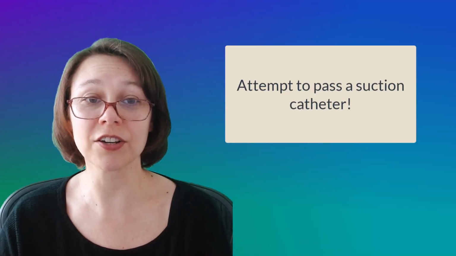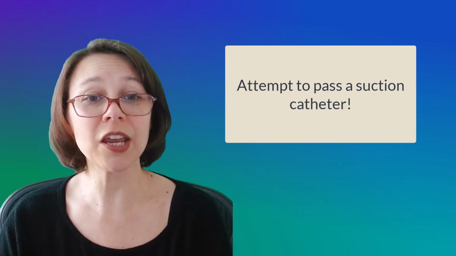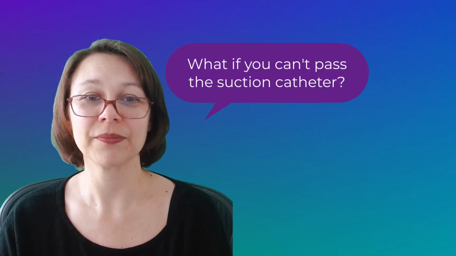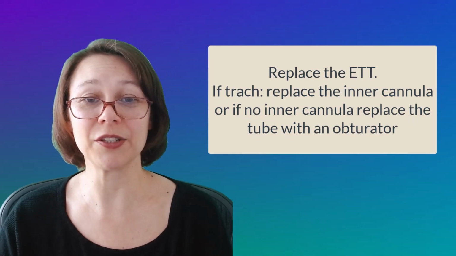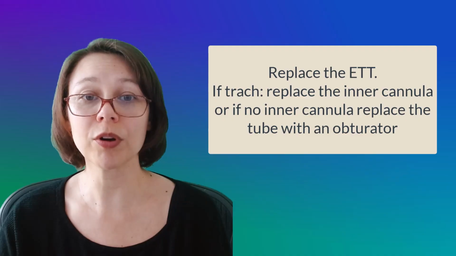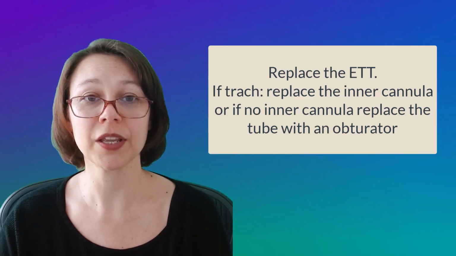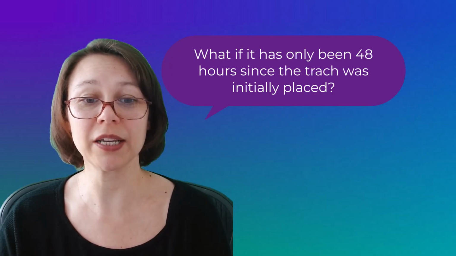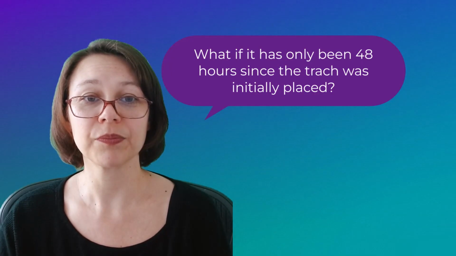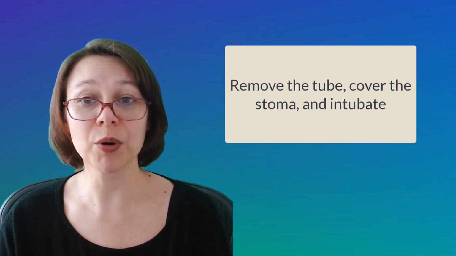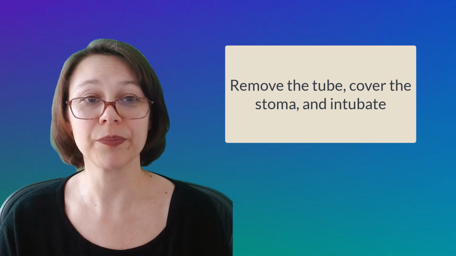You should attempt to pass a suction catheter. So question 8, what if you can't pass the suction catheter? You need to replace the ET tube. If it's a trach, you can replace the inner cannula if one is present, or replace the tube with an obturator if the airway is older than 7 days. Question 9, what if it has only been 48 hours since the trach was initially placed? You need to remove the tube, cover the stoma with Vaseline gauze, and intubate.